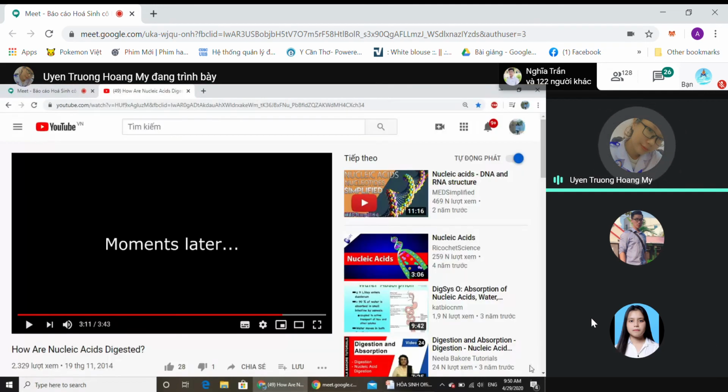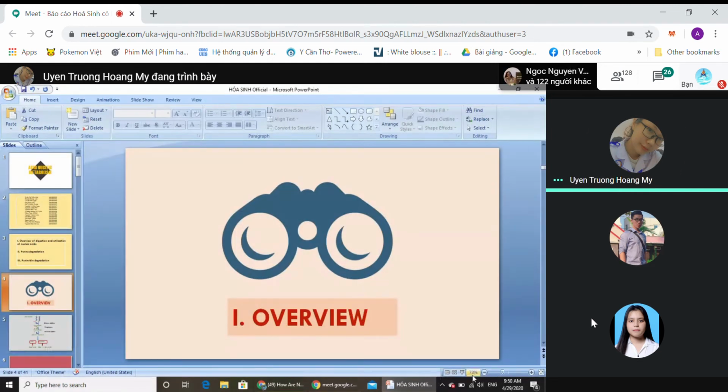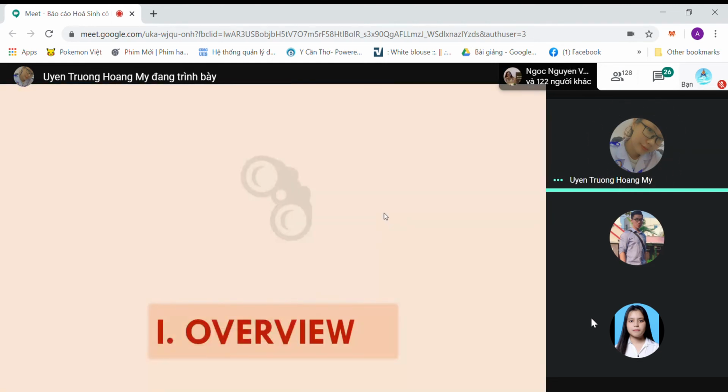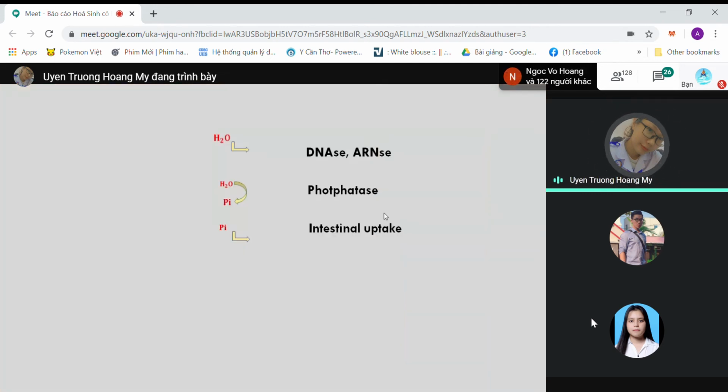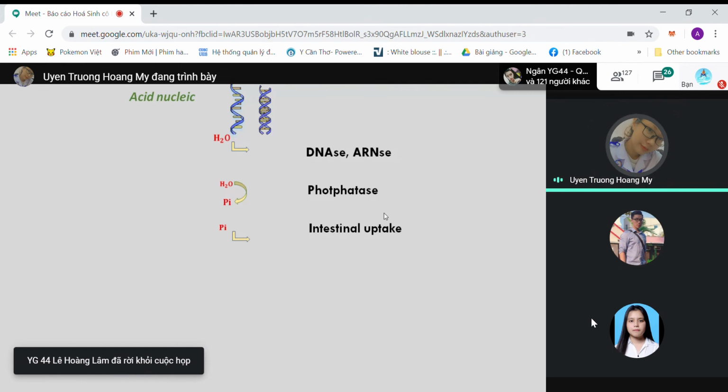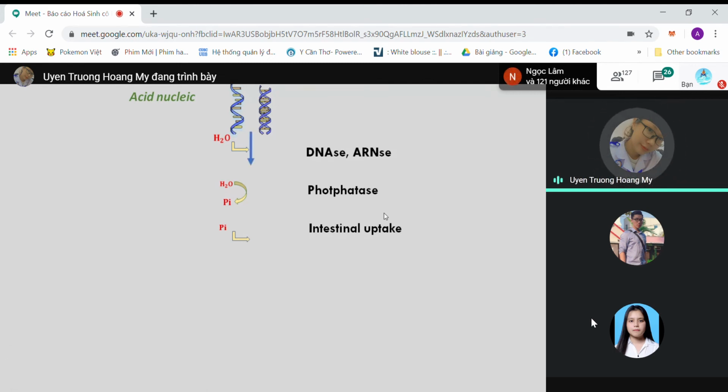Okay, that's the overview of digestion and utilization of nucleic acids. We continue. Nucleic acids have nutritive value mainly because of the sugars they contain, namely ribose and deoxyribose. In the small intestine, pancreatic nucleases, DNase and RNase, break down nucleic acid to nucleotides, which are dephosphorylated by alkaline phosphatase to nucleosides.